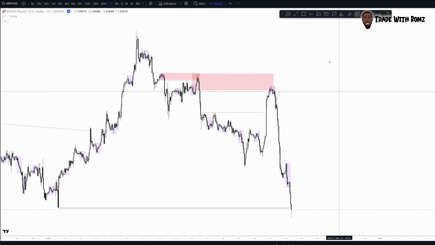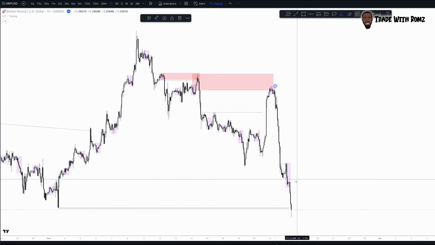The question is, what is the range? Is the range this? Or is the range this? Is it that? This and that? It's a question. And the thing is, both ranges are valid on different time frames. Depends on what time frame you're looking at, but both ranges are valid.